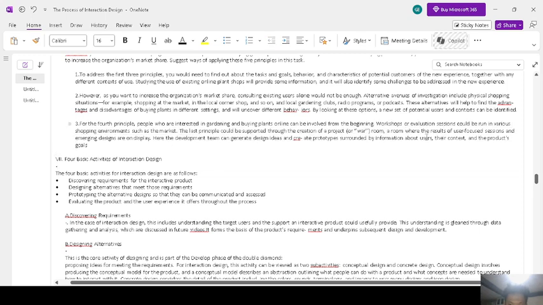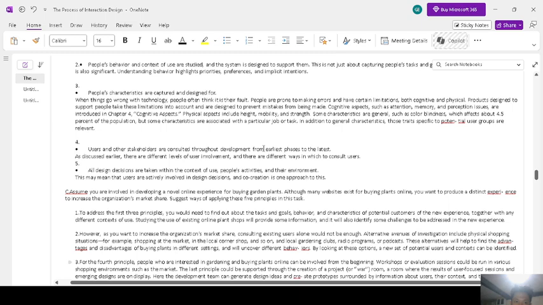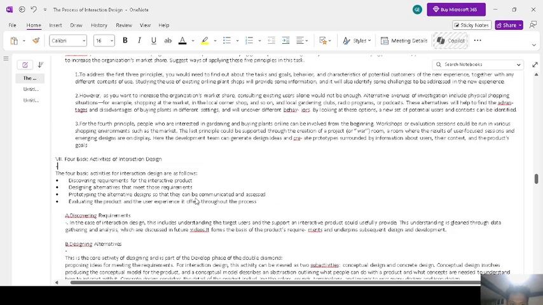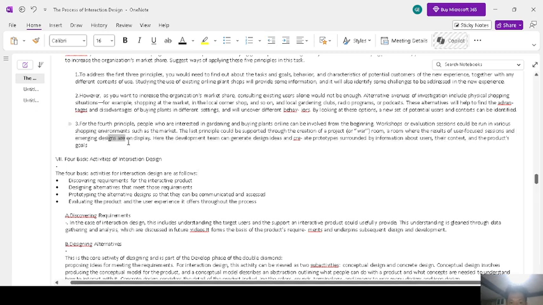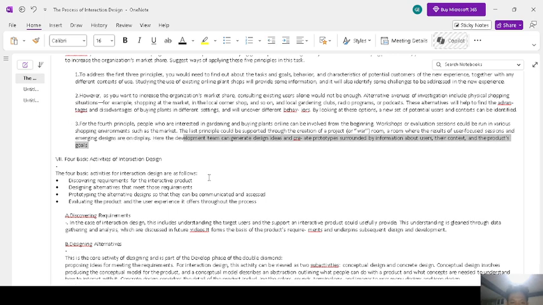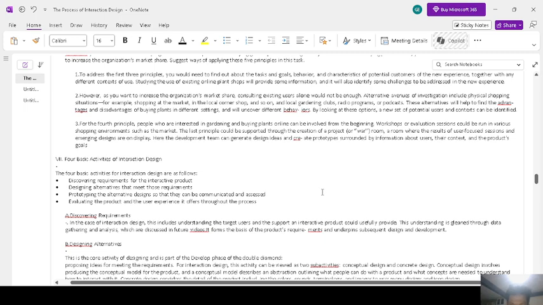For the front end side, we will apply this by basically involving the user. We could shop for evaluation sessions that could be run in a shopping environment such as the market. That's flexible but is supported through the creation of a project or war room where the results of user-focused sessions and emerging design are on display. Here the development team can generate design ideas and create prototypes surrounded by information about users, their context, the products, and goals.